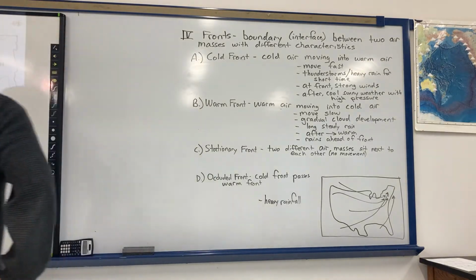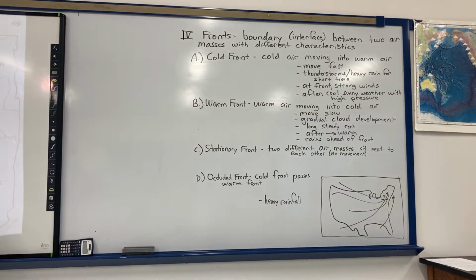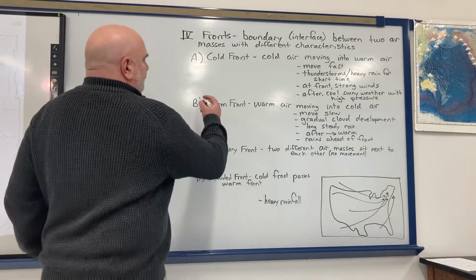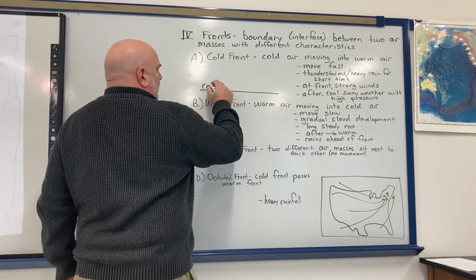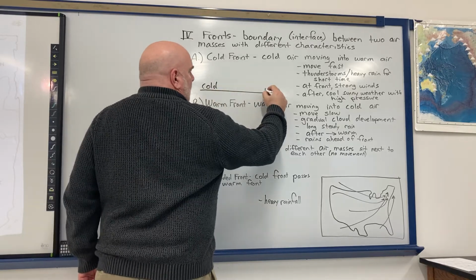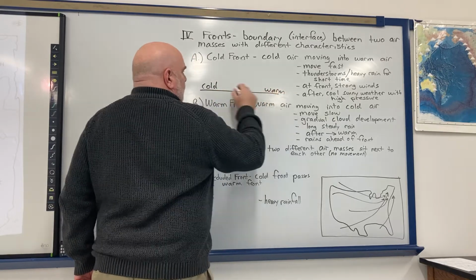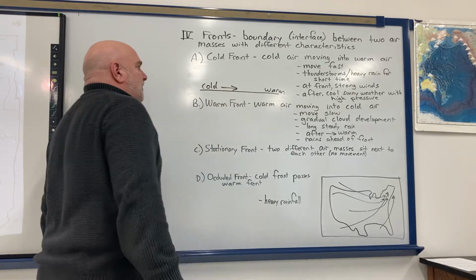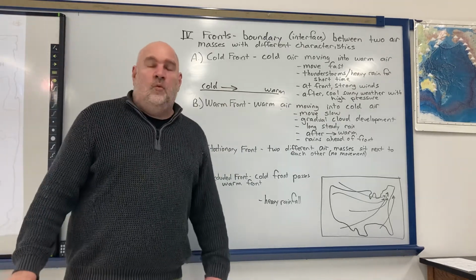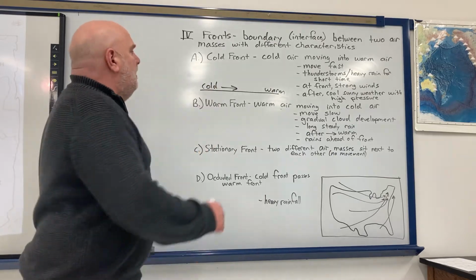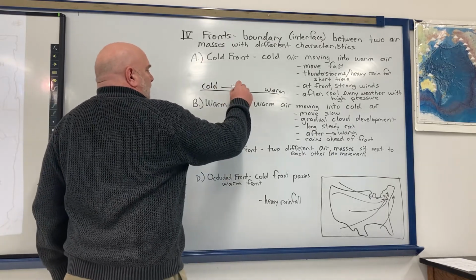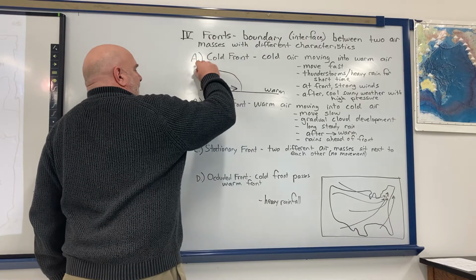All right, so first off, cold front. A cold front is when I have cold air moving into warm air. Now, cold air is more dense than warm air is. So as a result, cold air is going to kind of hug the ground more. So the shape of a cold front looks something like that.